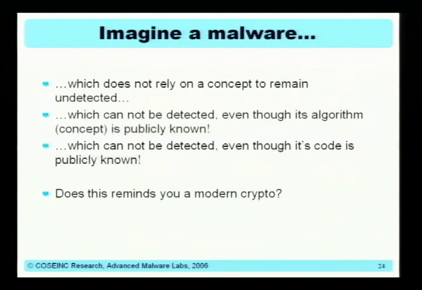So now imagine a malware which doesn't rely on a concept to remain undetected, which cannot be detected, even though its algorithm is known. So how does it work? It's made publicly available, and we can go even a step further and imagine malware which would be undetectable even if its code is made public. This is something which reminds me of modern crypto. We know the crypto algorithms, but we cannot decrypt the message, right?